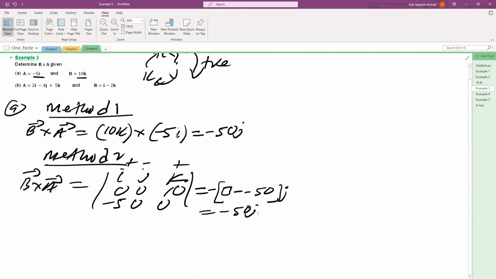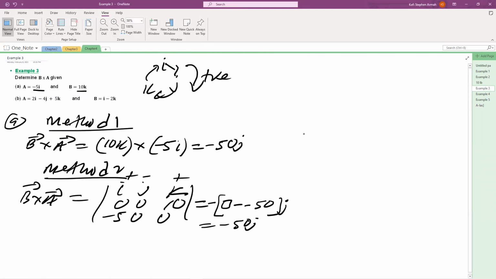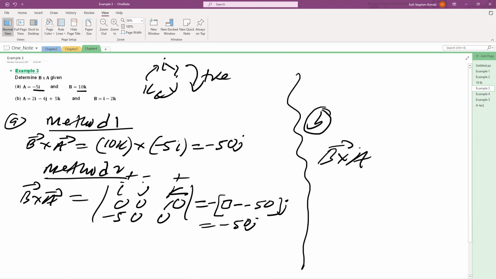Let me do example B somewhere here so that you can see. And why are we doing the vector product? You're going to see the reason why very soon. So we do B cross A again for B. I'm just going to use the determinant approach for this, instead of multiplying one by one.